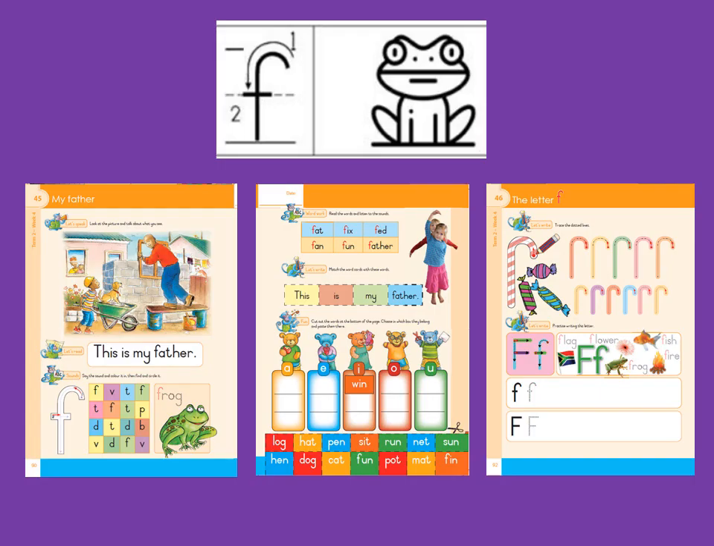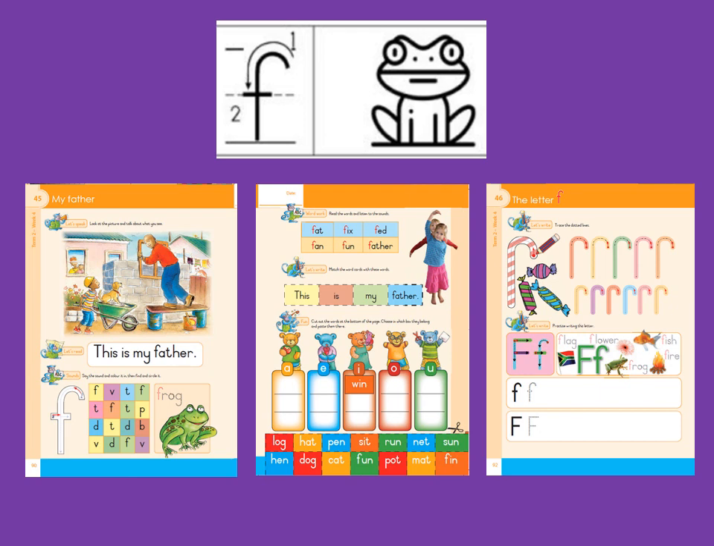The way you write a f is exactly how it looks on the top picture. You start at number 1, you go round and straight down, and then you make a little line going from left to right. Can you try and do that in the air? Start on top, go around, straight down, and a little line going left to right.